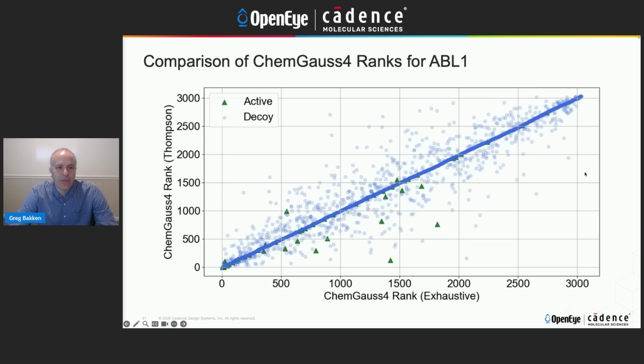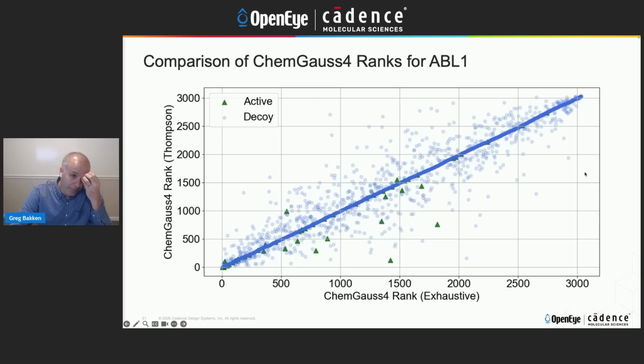And we can see here that there's a slight prevalence of green dots below the line versus above the line. And this tells us that Thompson sampling did a little bit better with the ranking than exhaustive sampling. And that's why the AUC improves slightly for Thompson sampling. So we can look at this plot and we can tell that Thompson sampling did a good job in terms of generating conformational ensembles that gave us similar ranks based on ChemGauss4 scores.